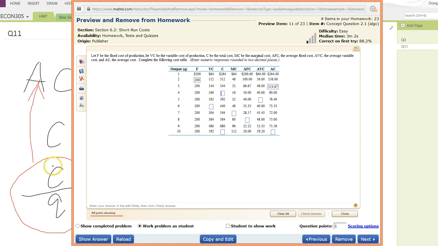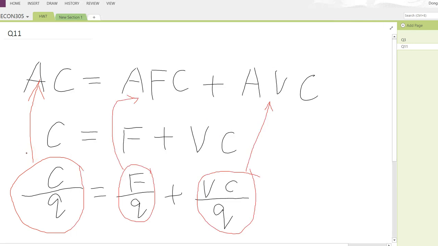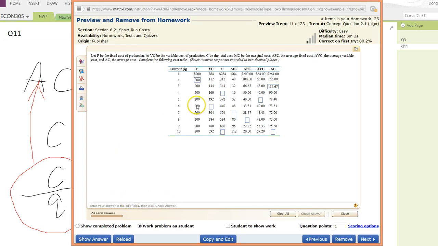And so back to this relationship, total cost equals fixed cost plus variable cost. And here the fixed cost and the variable cost are both known, so we just need to sum them up. So 360. And the fifth row, the blank is average variable cost.